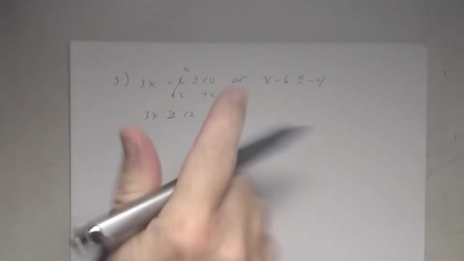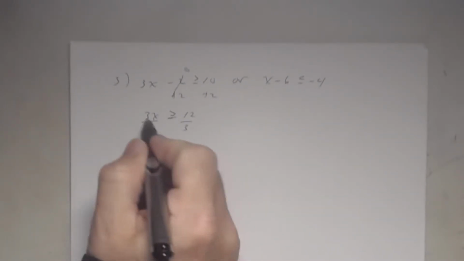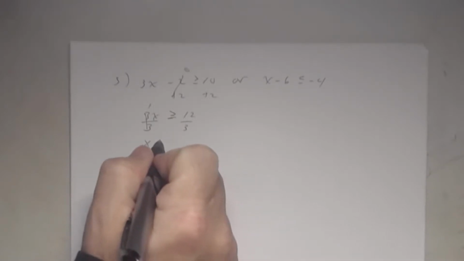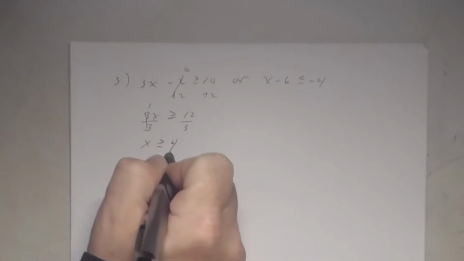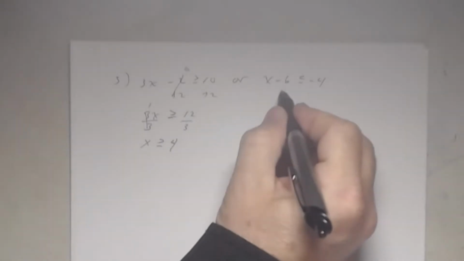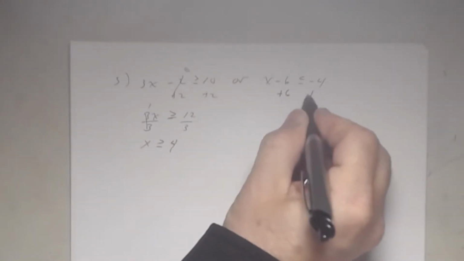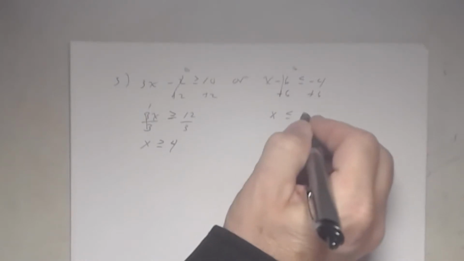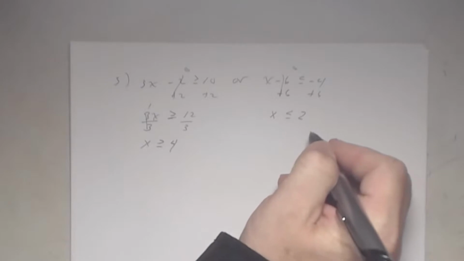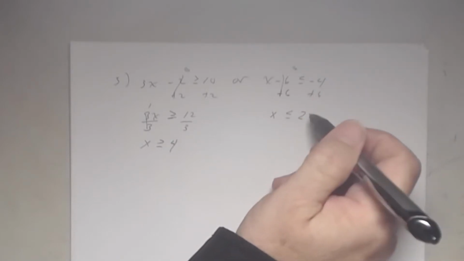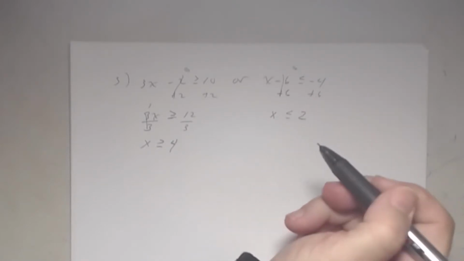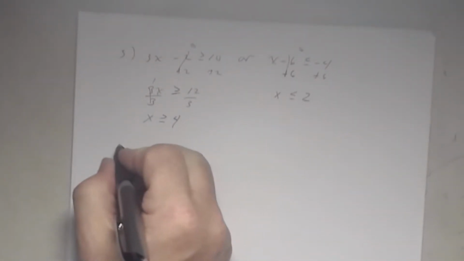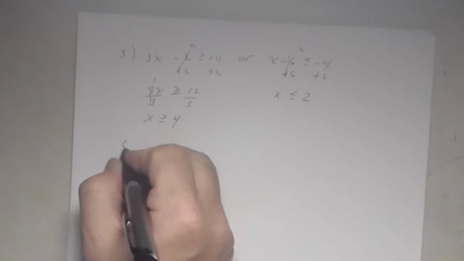Next up. So my solution to this first inequality is going to be any real number that's bigger than or equal to 4. Over here, add 6. So the solutions to this one's going to be any real number that's less than or equal to 2. Not 10, negative 4 plus 6. So that's 2. All right. Okay, so then we graph each one individually. So we're going to graph the first one.